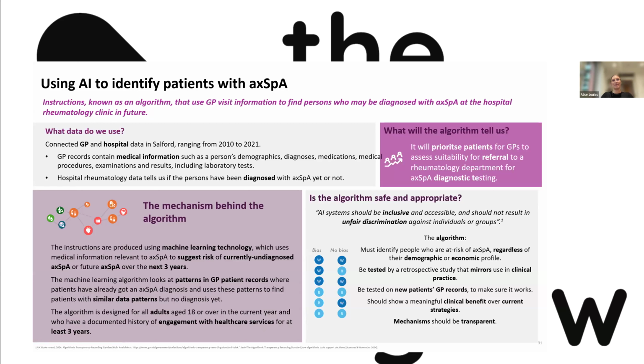And finally, I'm going to speak about the bottom right-hand side box. And this is a really important topic because what we're talking about here is fairness in AI. Is the algorithm safe and is it appropriate? So I think the biggest thing is that regardless of someone's demographics or their income, perhaps so ethnicity, race, any disabilities, any kind of factor that can be associated with a human, we want the AI algorithm to know if that patient potentially has undiagnosed axSpA, regardless of all of these characteristics.